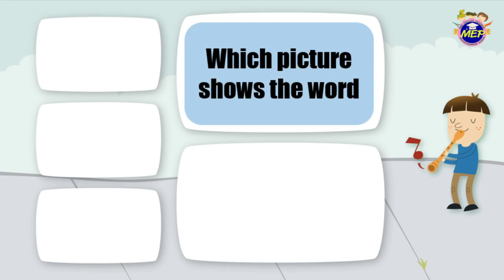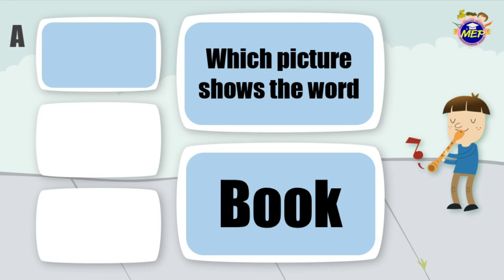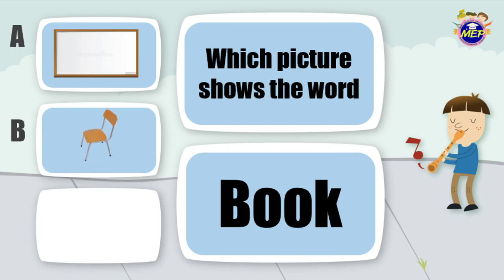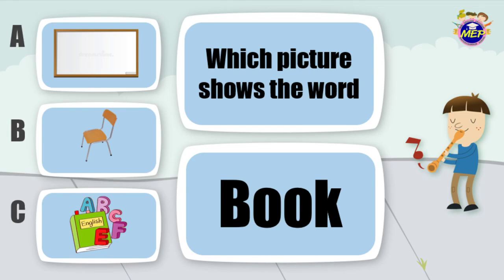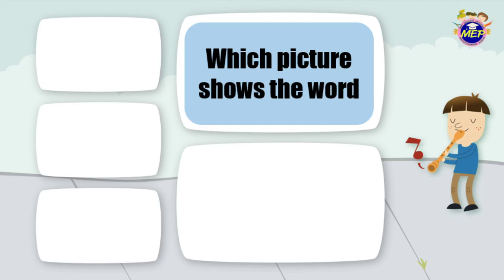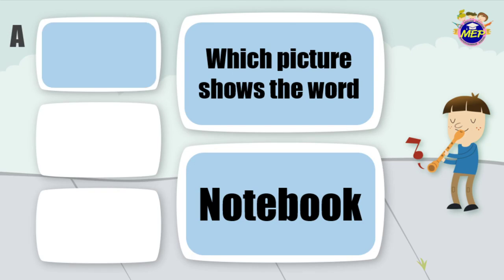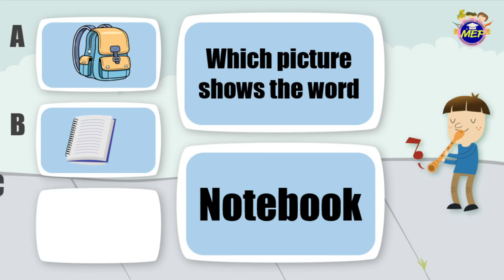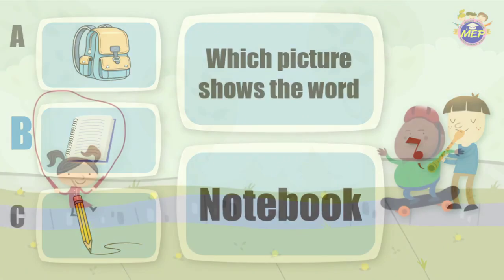Which picture shows the word book? A. B. C. C. Which picture shows the word notebook? A. B. C. B. Very good.